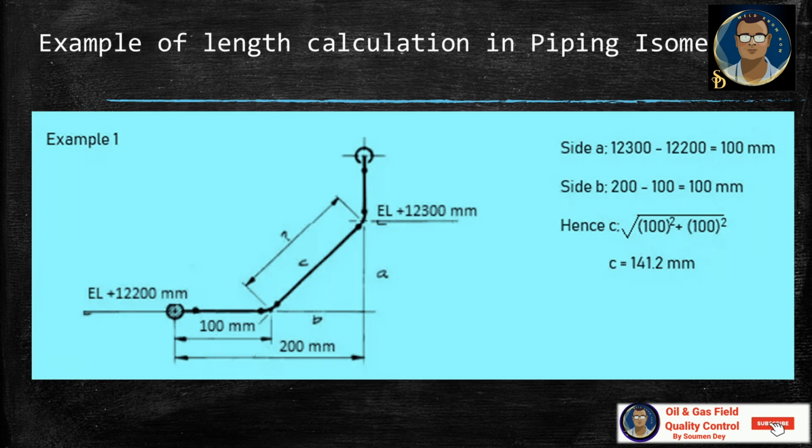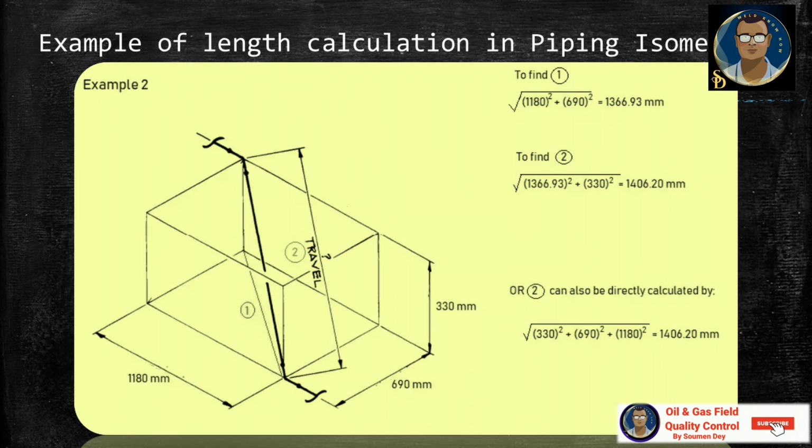Take this example. Side A is 12,300 minus 12,200, which is 100 mm. Side B is equal to 200 minus 100, which is 100 mm. Hence, the side C, if you need to know the length of the run pipe of this isometric piping, will be 100 square plus 100 square, which will give you a value of 141.2 mm. Very simple calculations.